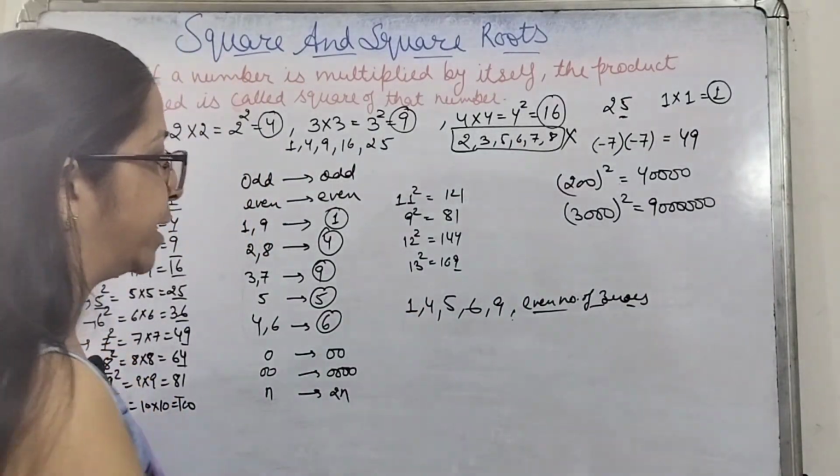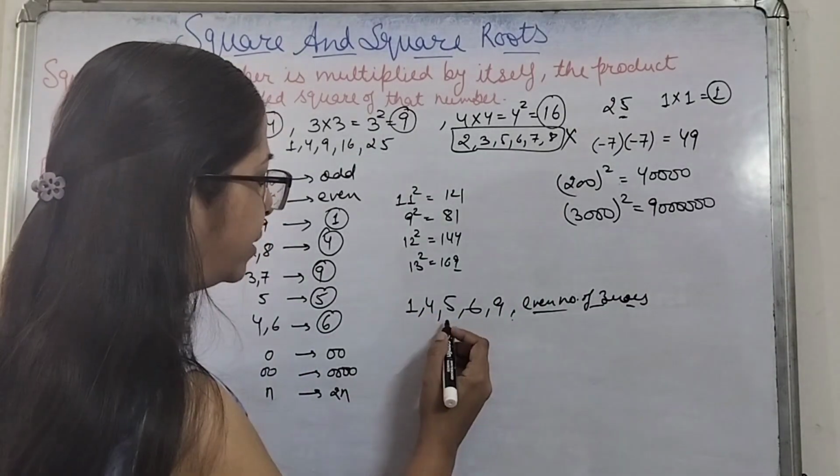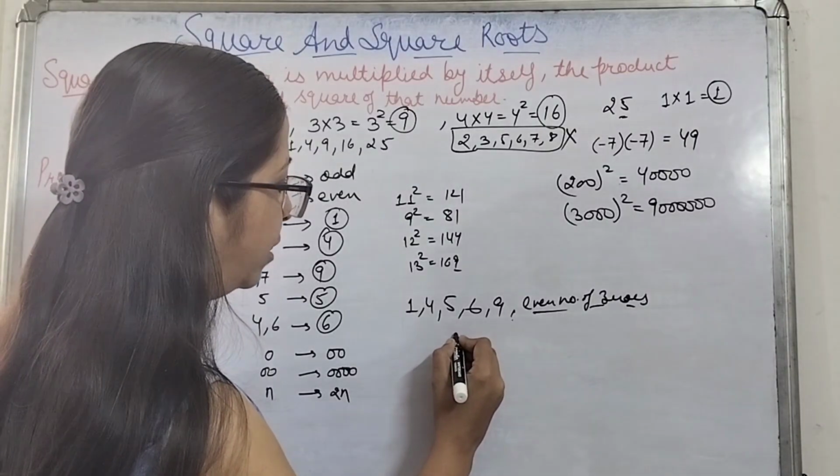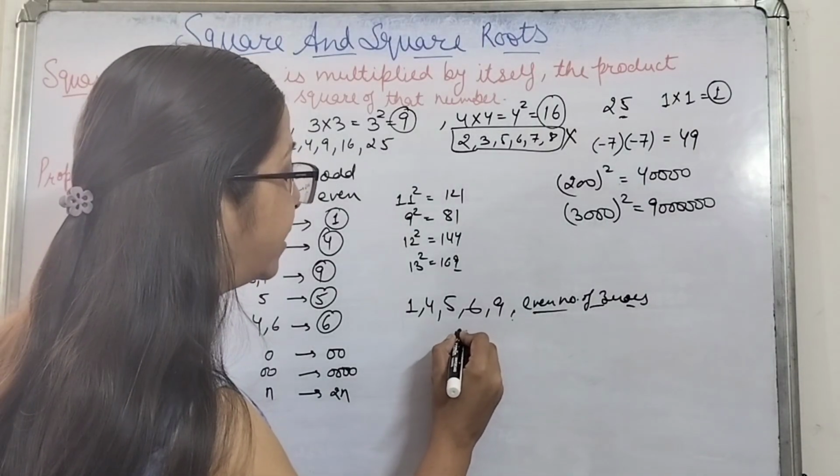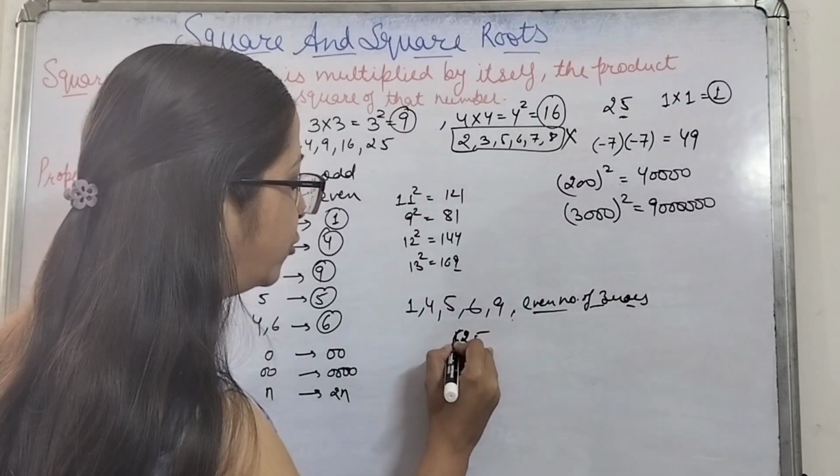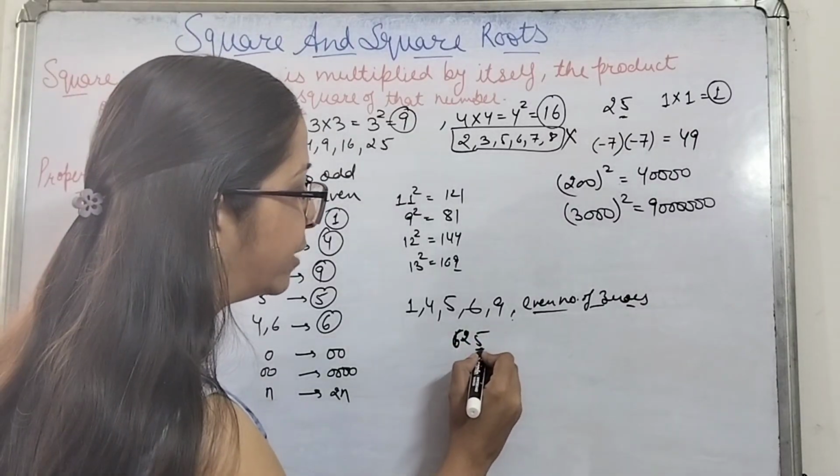Like, suppose the number is 625. The number is ending with 5.